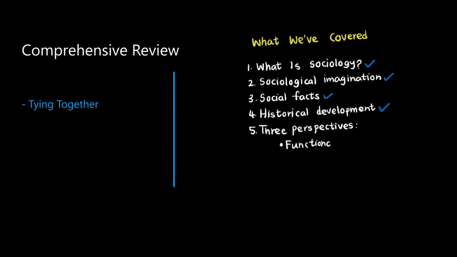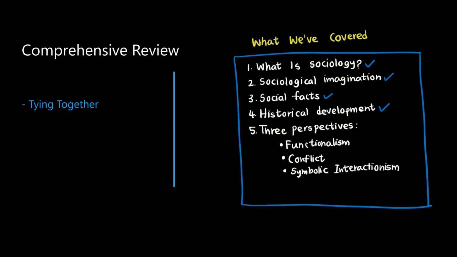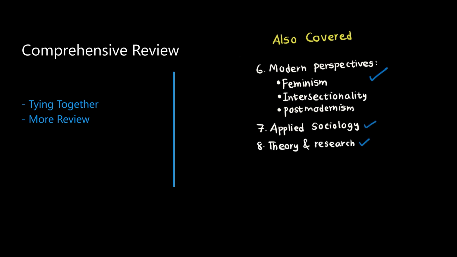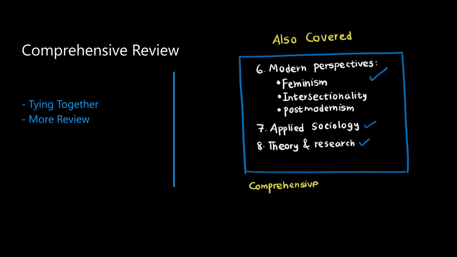We examined the three major theoretical perspectives: functionalism, which sees society as an integrated system; conflict perspective, which focuses on inequality and power struggles; and symbolic interactionism, which studies everyday interactions and meaning-making. We also discussed modern perspectives like feminism, intersectionality, and postmodernism that have expanded sociology's scope. We explored how sociology is applied in the real world to address social problems and improve people's lives. And we discussed how theory and research work together, with theory providing frameworks for understanding and research providing systematic evidence about social reality.